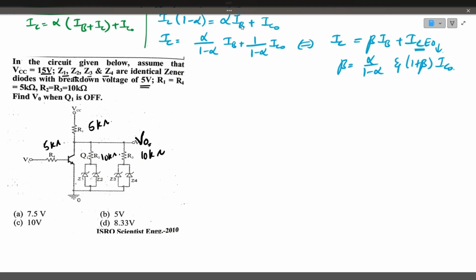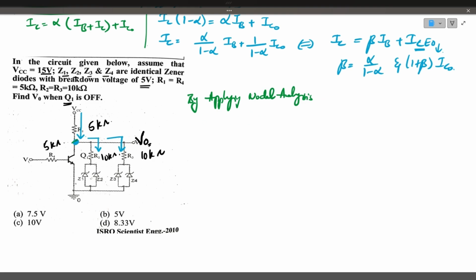If you observe carefully, he's telling us Q1 is off. So when Q1 is off, the current enters here and it will flow like this into this branch and into this branch. So if you apply nodal analysis here at this point, you will get the answer. It's nothing but KCL.